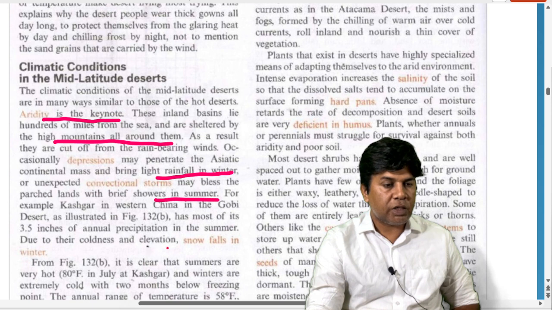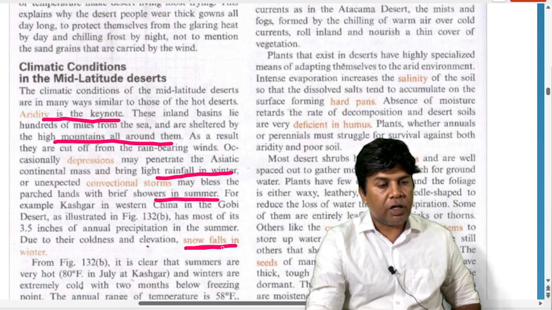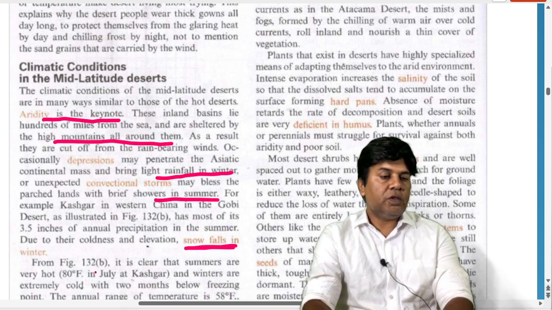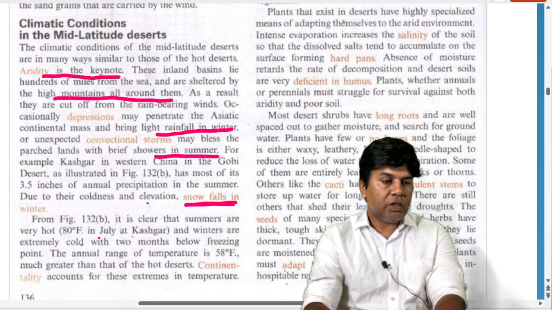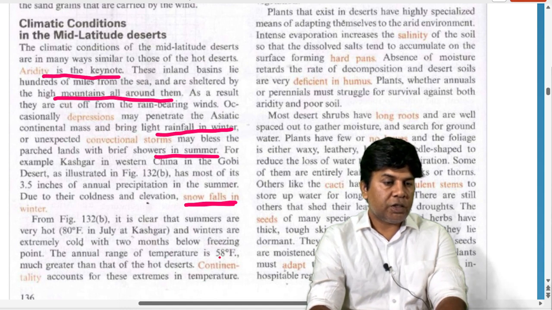Due to their coldness and elevation, there is snowfall in winter, because they are situated at a very high altitude and they are very cold. That's why snowfall also takes place in the winter season. From figure 132b, it is clear that the summers are very hot, 80 degrees Fahrenheit, and winters are extremely cold, with 2 months below freezing point. The annual temperature range is much greater than that of the hot desert. Continentality accounts for this extreme temperature.